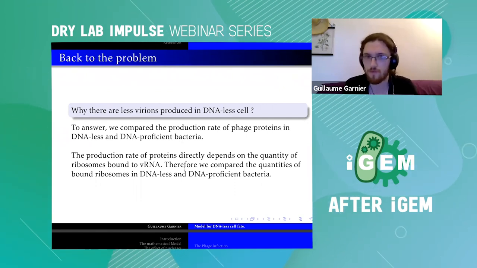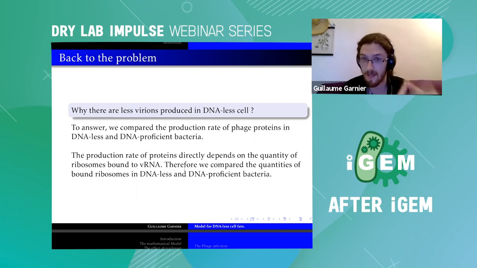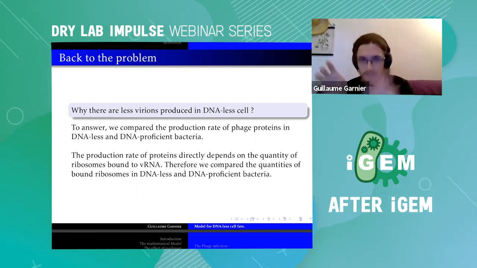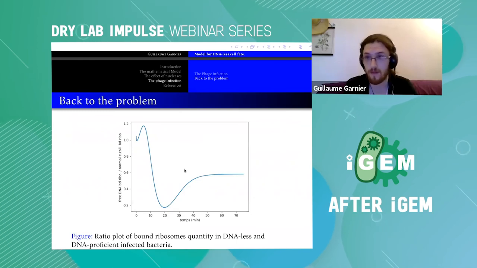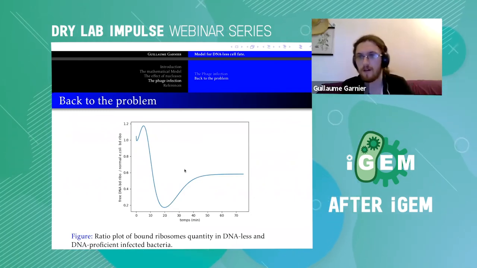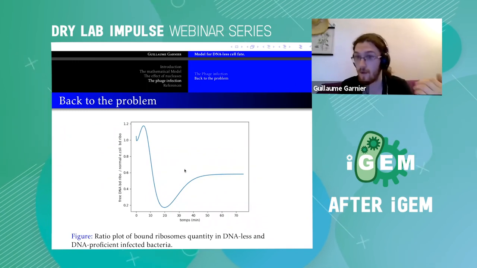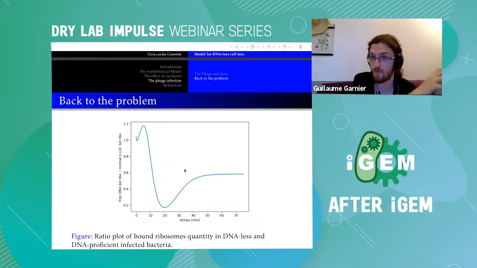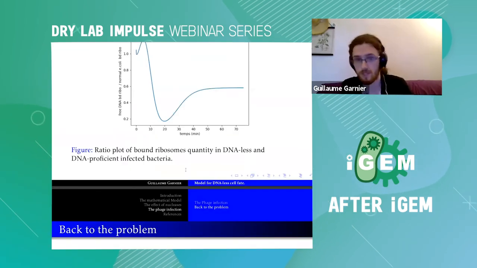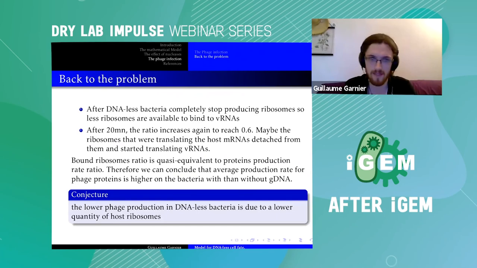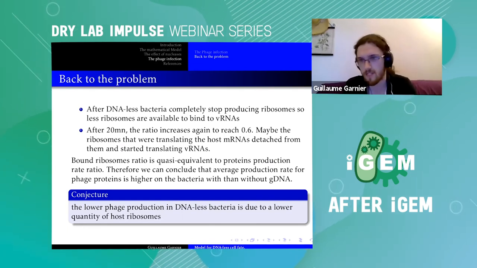To explain that, we compared the production rate of phage proteins in the DNA-less cell and in the cell with DNA. Due to that, we were able to plot a new curve. The curves represent the fact that there are fewer ribosomes in the cell where there is no DNA, and there are more bound ribosomes in the cell where there is DNA. And so we conjecture that if the team observed that the production of the phage was lower in the DNA-free cell, it's because there are fewer ribosomes.